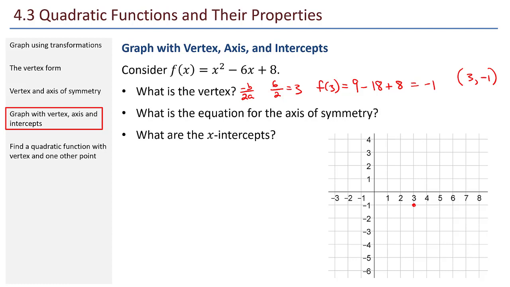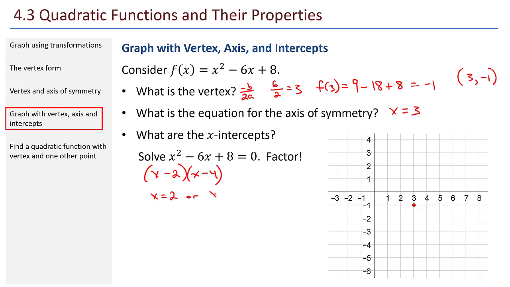What is the equation for the axis of symmetry? x equals 3. And how about the x-intercepts? I want to take that function, x squared minus 6x plus 8, and set it equal to 0. Where it's equal to 0, those are the x values I want. We can solve this by factoring: x minus 2, x minus 4. So x equals 2 or x equals 4. Those are the two x-intercepts. So I'll graph those, 2 and 4, and now I can make a rough sketch of this parabola.